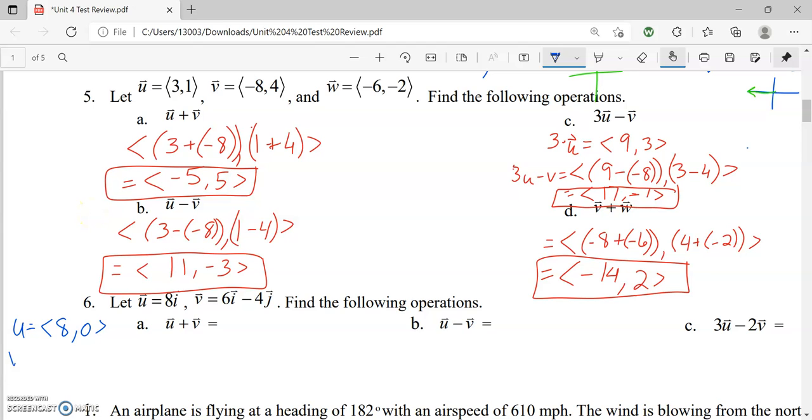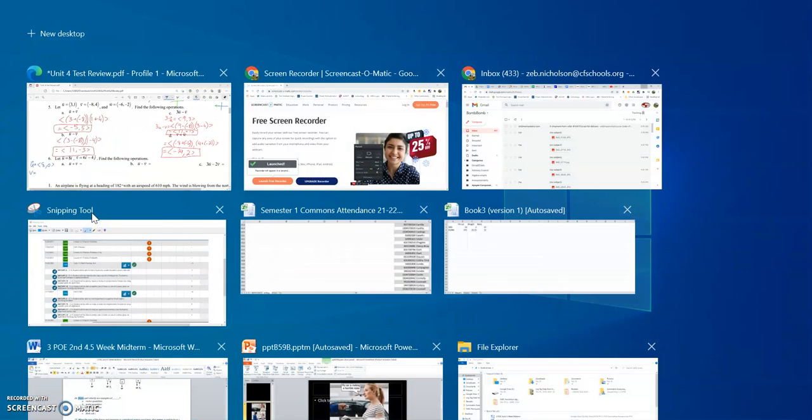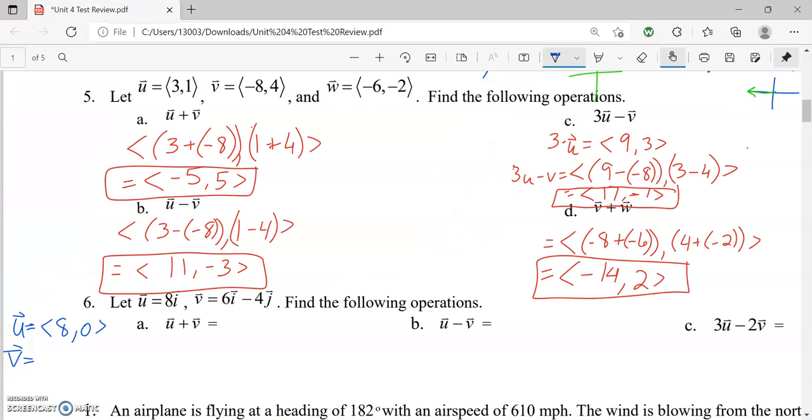It might help also if we look at the vector v. Sorry about that. It's not going to let me, I'm too close to the edge. Okay, vector v, story of my life, right? Way too close to the edge. All right, vector v, 6i, that just means I'm going to put a 6 first. Minus 4j means I'm going to put a -4 next.